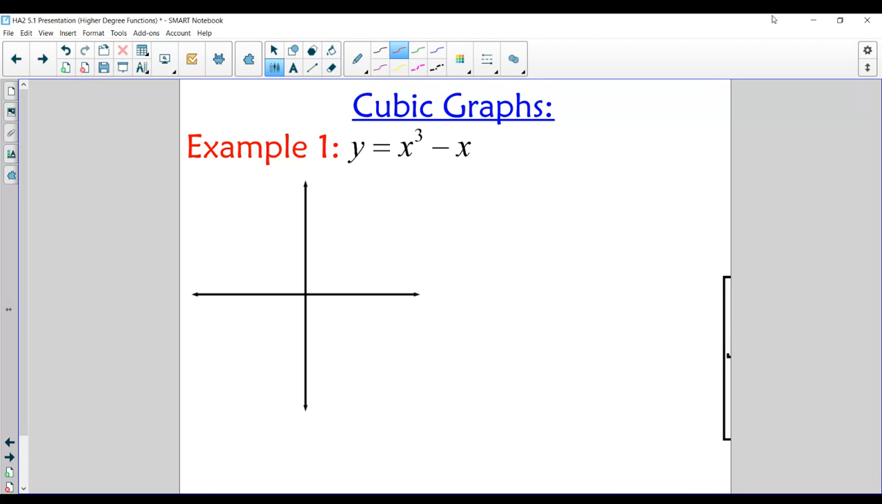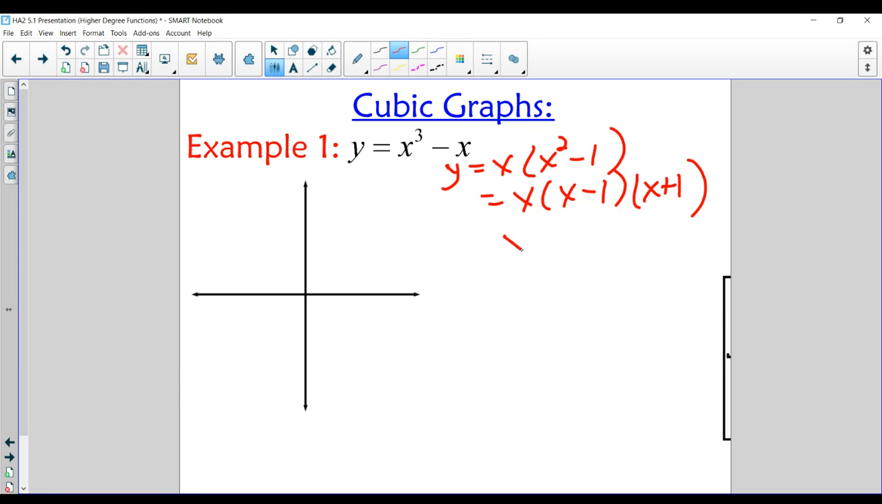So like I told you here a few minutes ago, it needs to be in factored form. So most of the time I'm going to have it factored for you right now, but this one's easy enough to factor. So you factor out what it has in common, and then the x squared minus 1 will factor as x minus 1, x plus 1. So you're going to get x-intercepts at 0, at 1, and at negative 1.